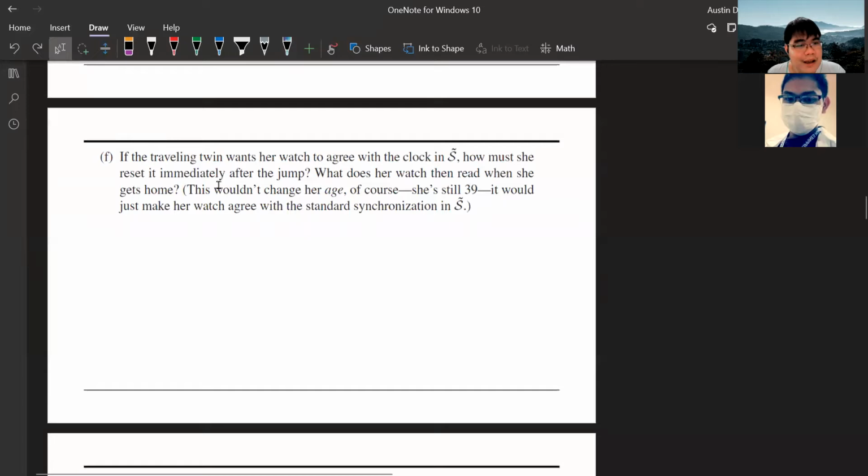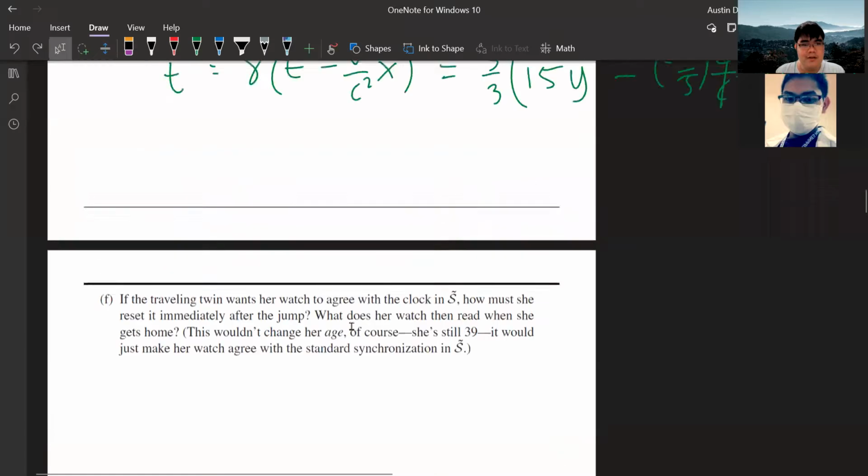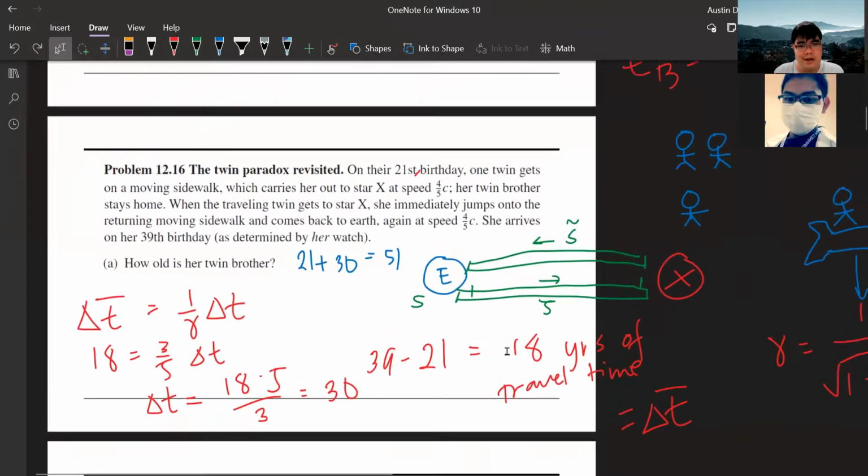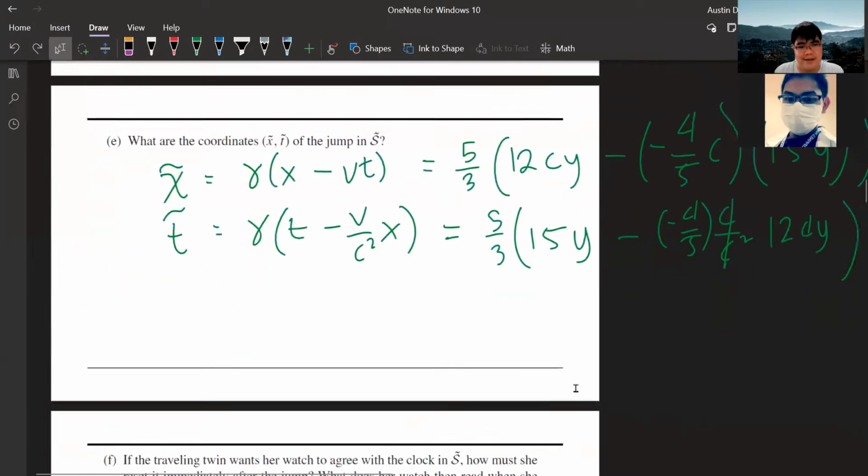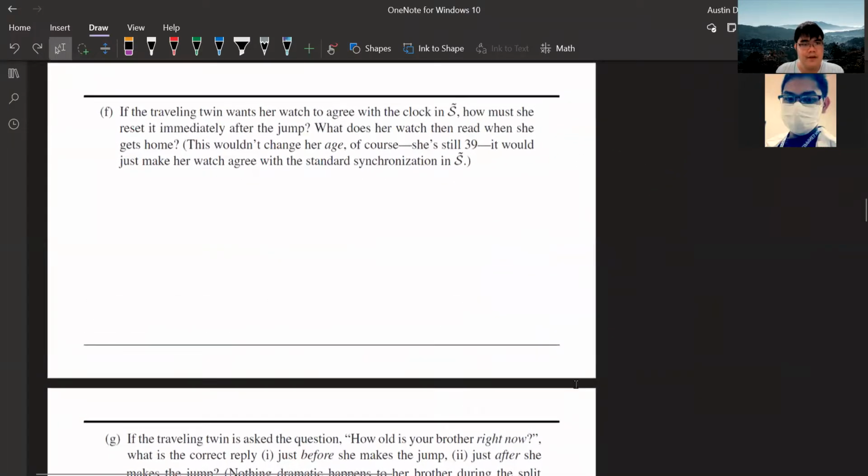Okay. So, ngayon tanong ay, if the traveling twin wants her watch to agree with the clock in S tilde. So, si traveling twin din, naguluhan din siya. Pagtalon niya dun, parang may mali ah. So, anong gagawin niya para ma-reset yung orasan niya after making the jump? Anong oras ba nung tumalon siya? Ang oras nung tumalon siya would be, on her clock, that would be 18 years of travel time. So, nung tatalon siya, dapat 9 years of travel time.